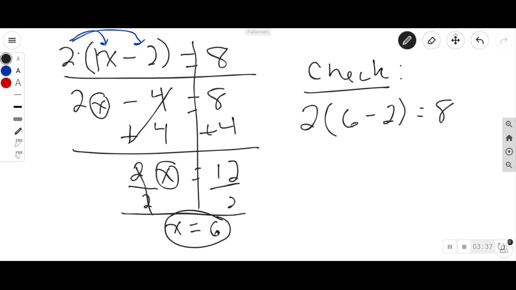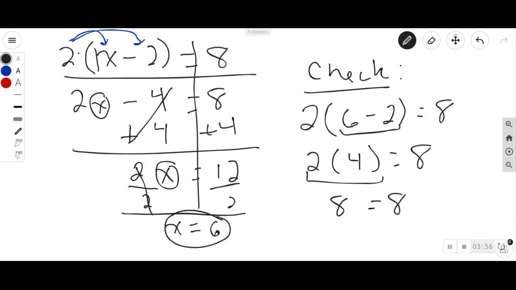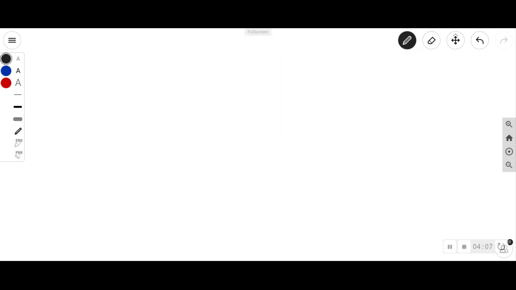Now, since it's only numbers, don't distribute. PEMDAS says do the inside first. So we have 2 times, 6 minus 2 is going to give us a 4. And I still have equals 8. 2 times 4 is 8, equals 8. So it checks. So 6 is both our solution and our answer. It works out. Okay, now we're going to look at another example, but it's going to be changed around a little bit. It's going to look a little bit different.